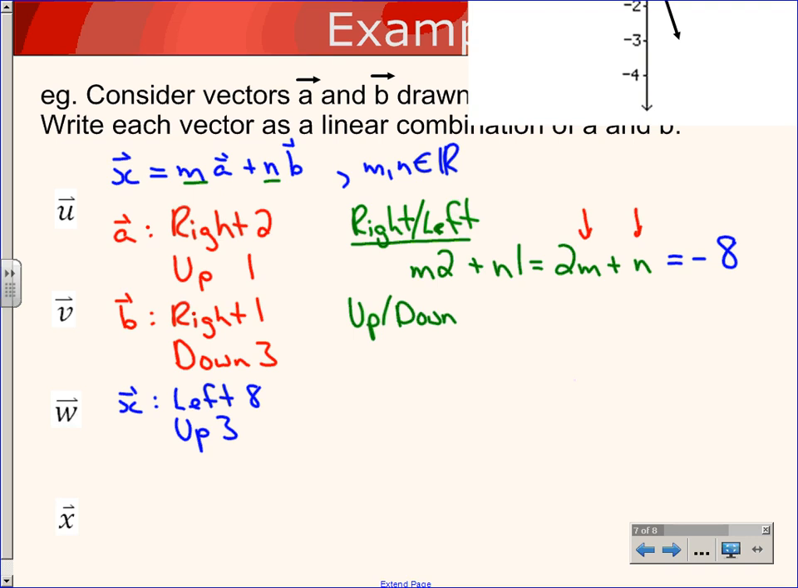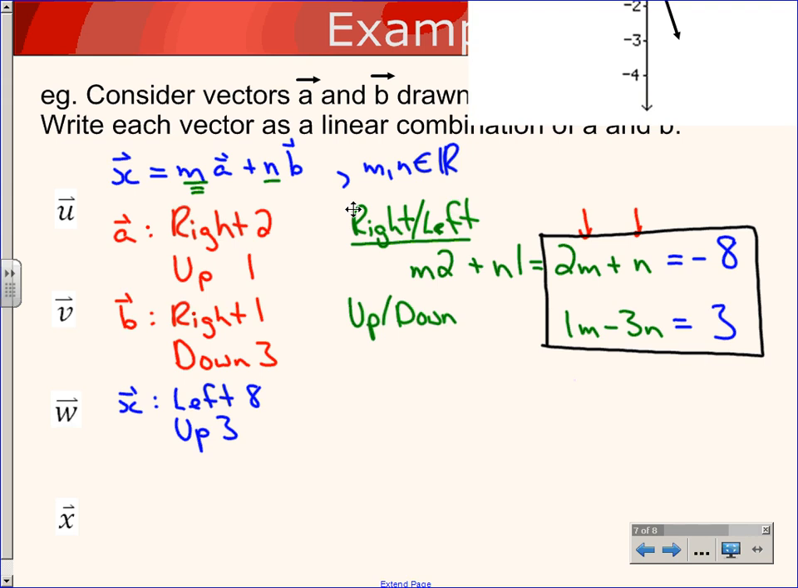Vector A allows us to move up once, and we're going to use m vector a's. So 1 up, and vector b is down 3, and I'm going to have n of those, so down 3 n's. And we said to create vector x, the result had to be 3 up. So what we've managed to do is we've just created 2 equations. And those 2 equations have m's and n's in them.